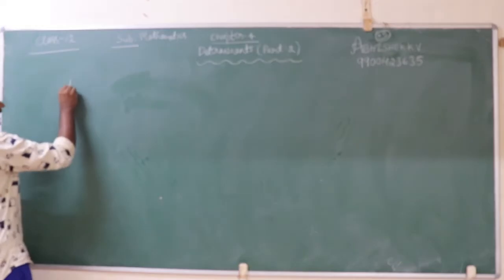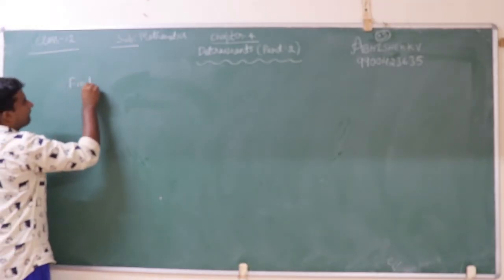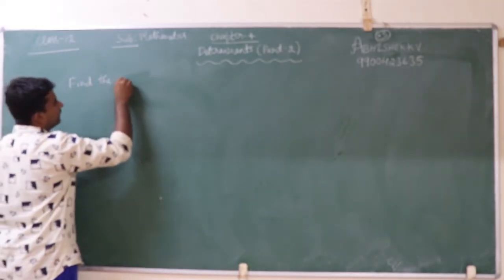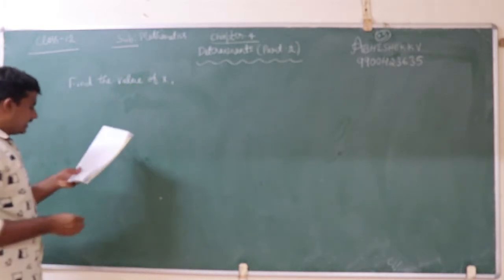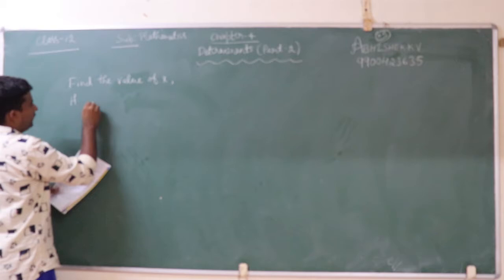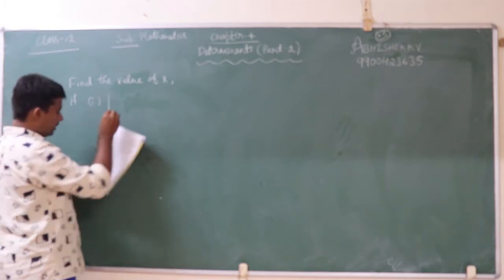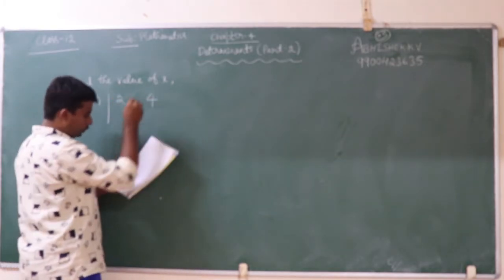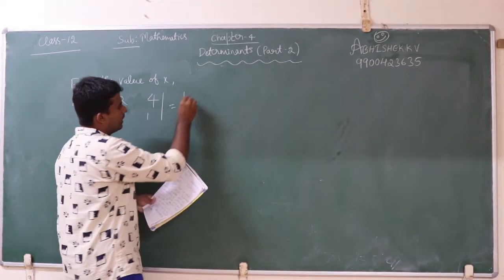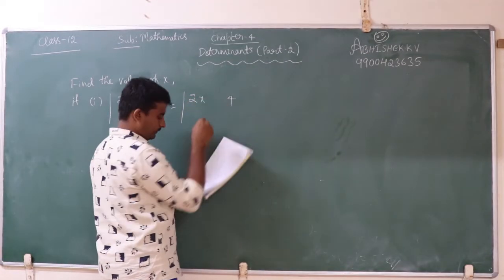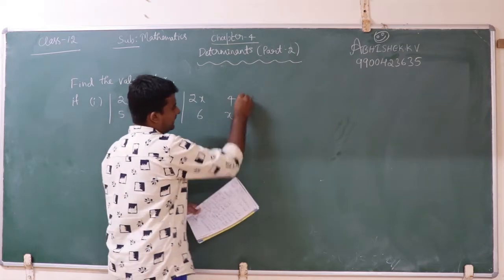Find the value of x if determinant 2, 4, 5, 1 is equal to determinant 2x, 4, 6, x.